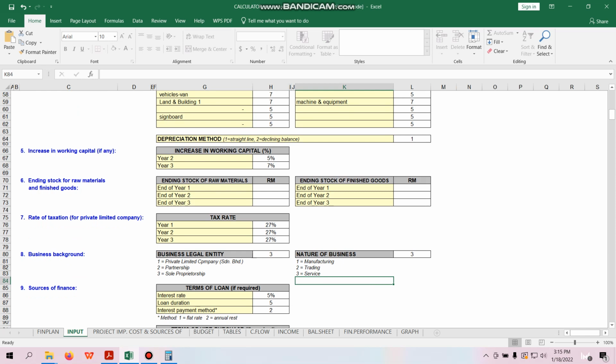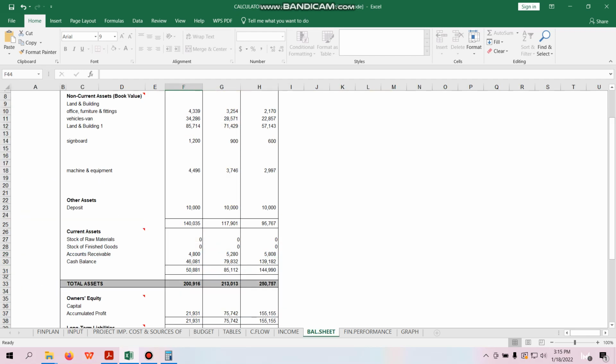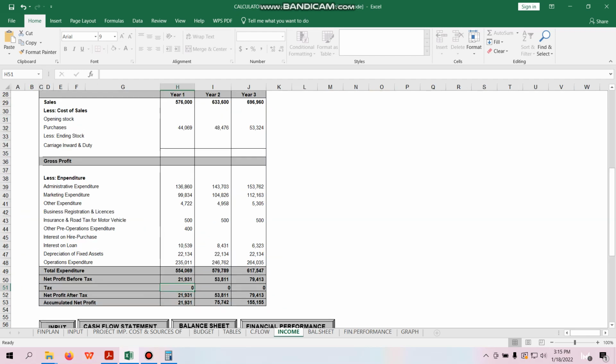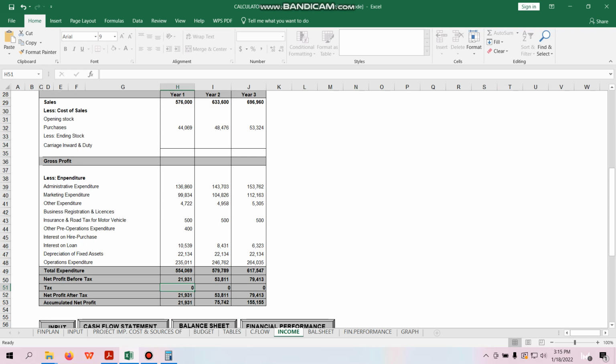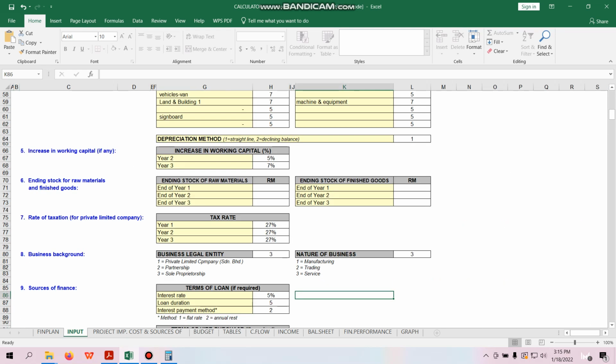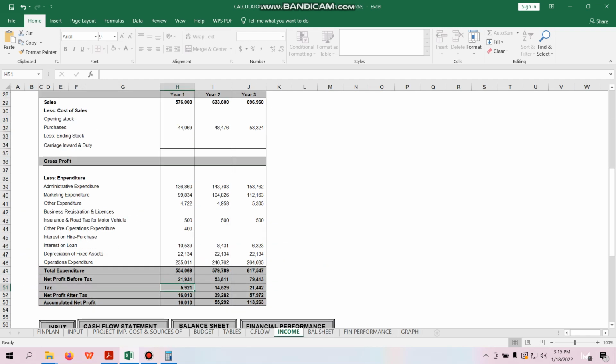Okay, on the business entity, you have to choose from 1, 2, or 3. But I suggest you choose number 2, remember? If you choose number 2, automatically you don't pay the tax. I think that's why it is 0. Similarly, if you put 3, you also pay tax 0. But I think if you put 1, you have to pay the tax. See, you have to pay the tax.